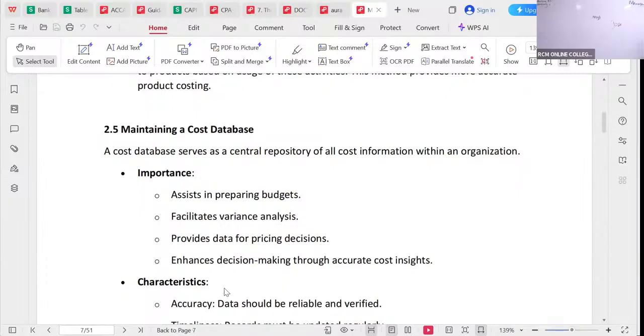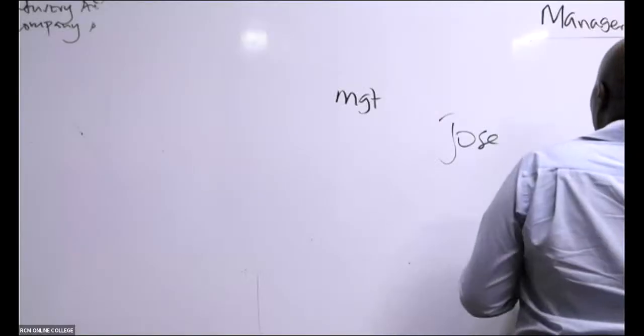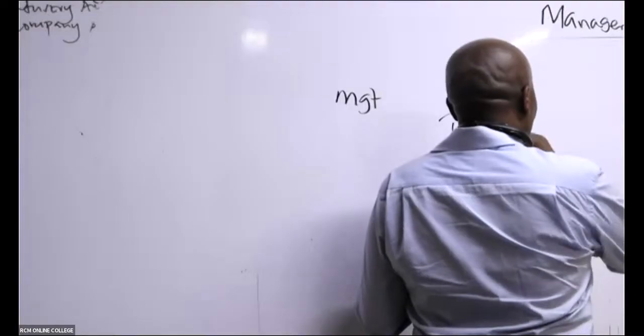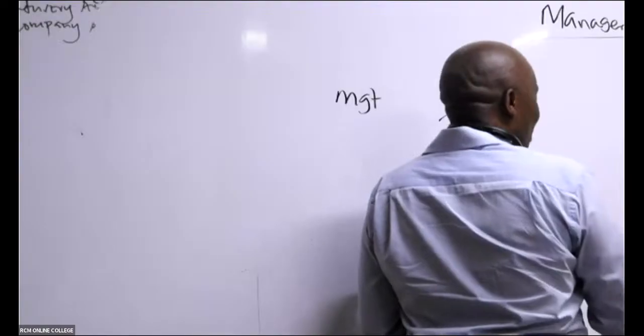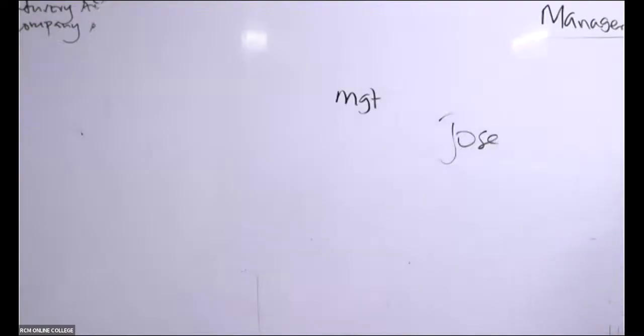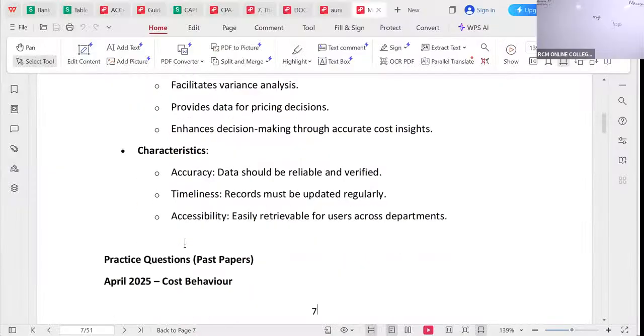Characteristics of a good cost database. It shall be accurate. It shall be able to give us information on time, so that when you query it using what we call MySQL, you're querying this like the database. It should be able to return this on a timely basis, yes. Otherwise, it will not be friendly to us in terms of making decisions. It should be accessible, easily retrievable for users across departments.